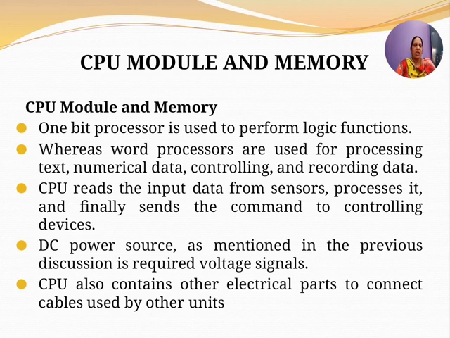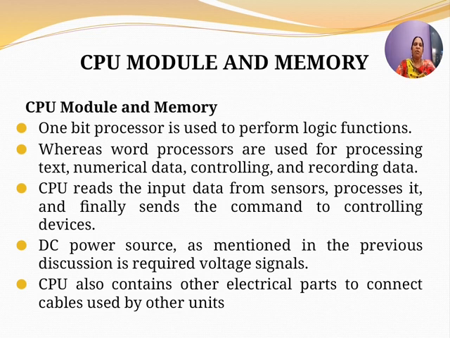One bit processor is used to perform logical functions, whereas word processors are used to process text, numerical data, controlling and recording data. So the word processor does all these things.